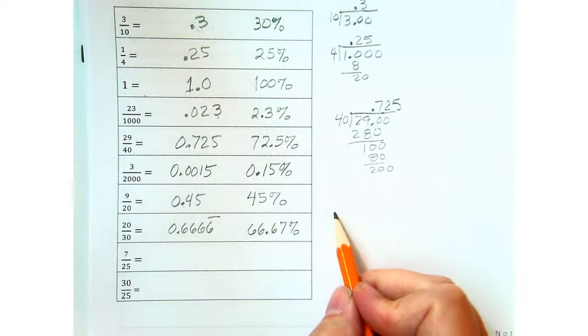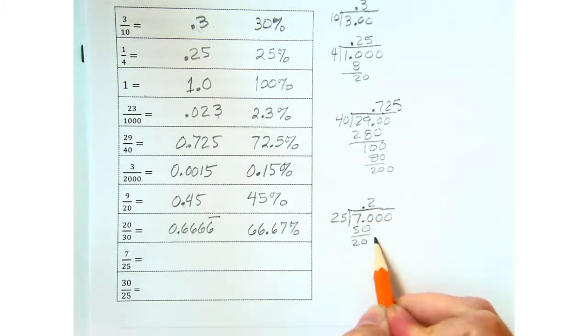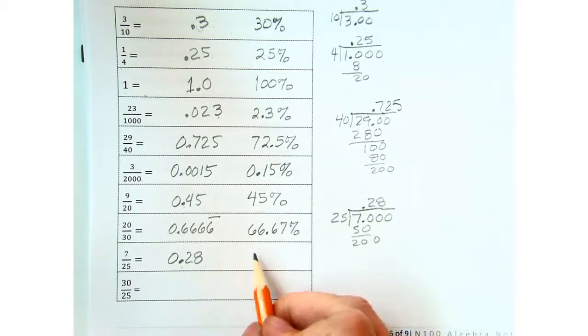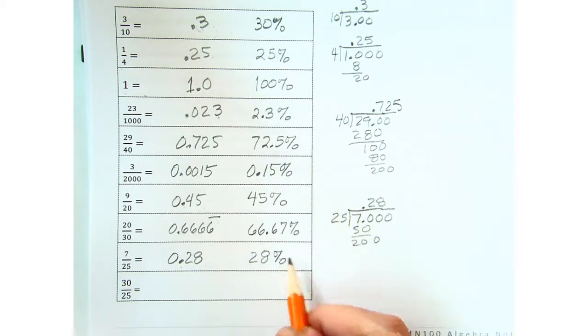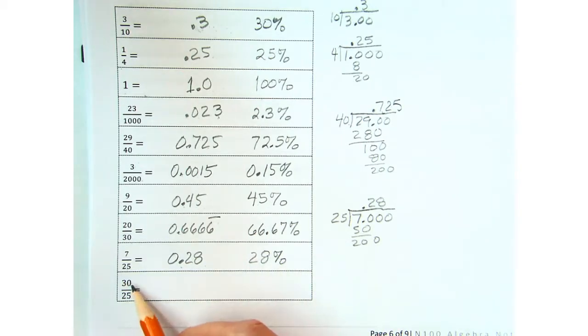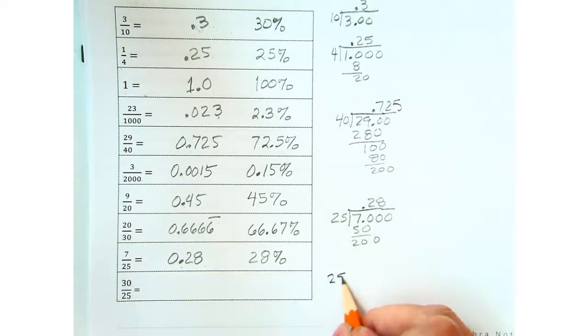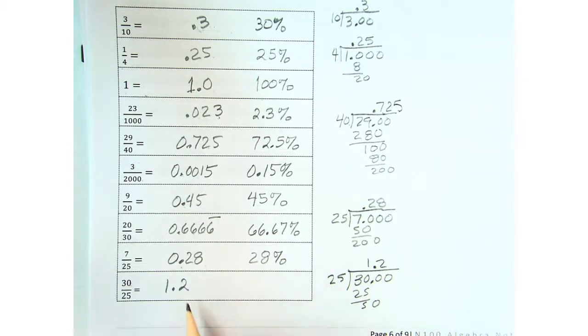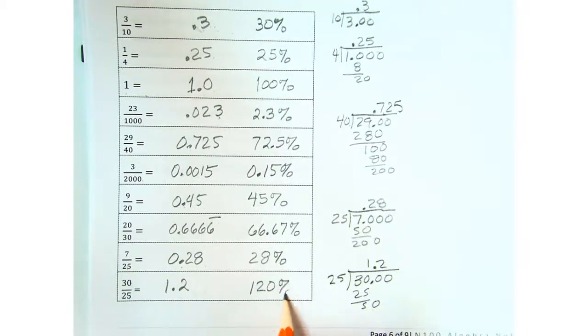7/25ths is 7 divided by 25. This gives us 0.28. To convert this into a percentage, move the decimal point 2 places to the right for 28%. 30/25ths is 30 divided by 25. Since the numerator is larger, this number will be greater than 1. 30 divided by 25 is 1.2. To make this a percent, move the decimal point over 2 places for 120%.